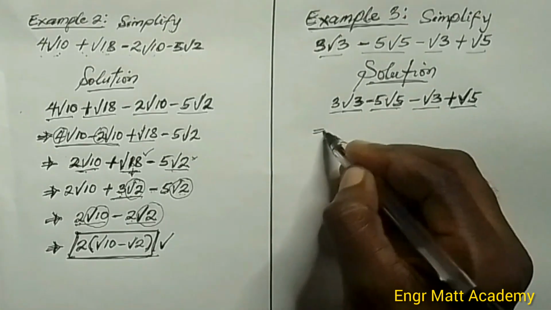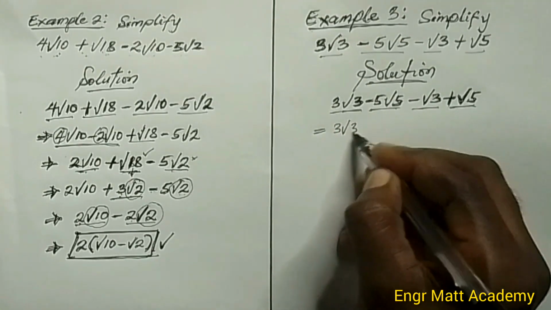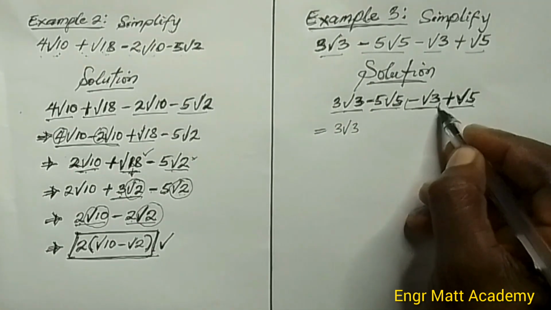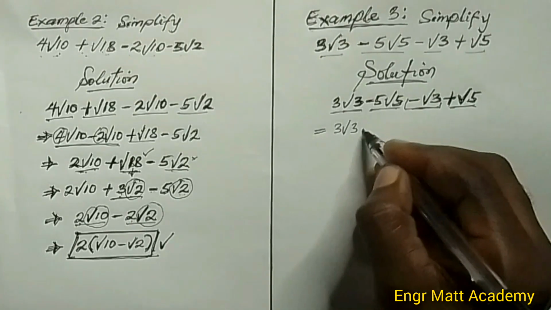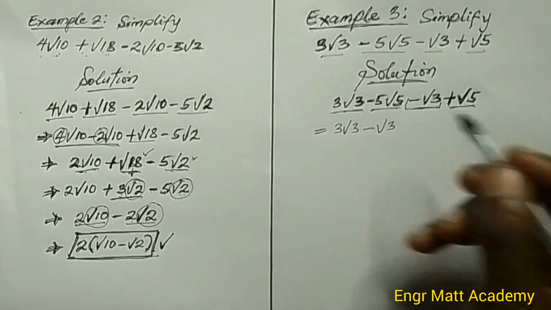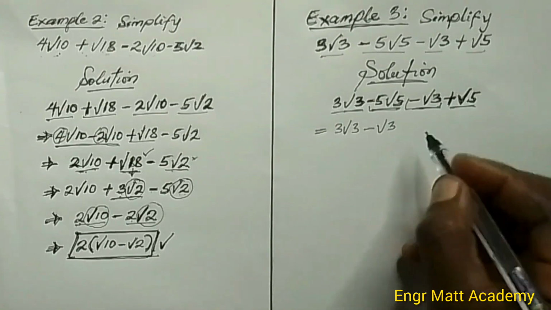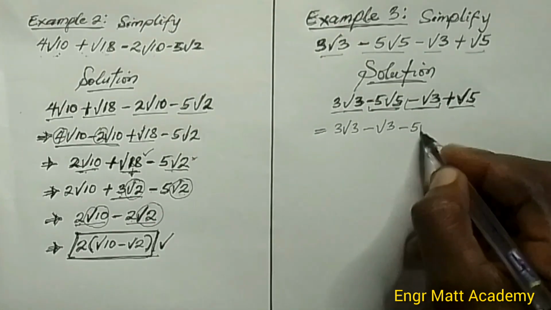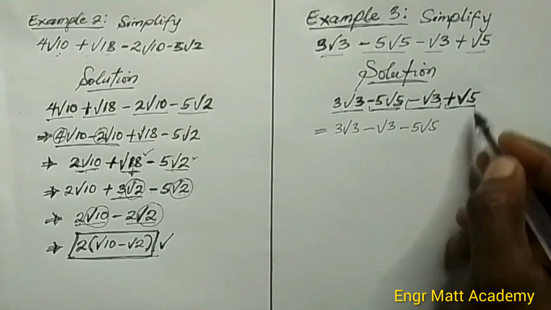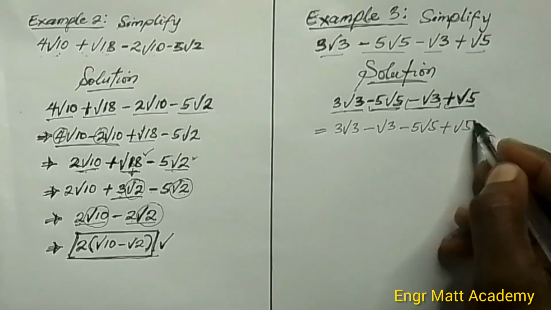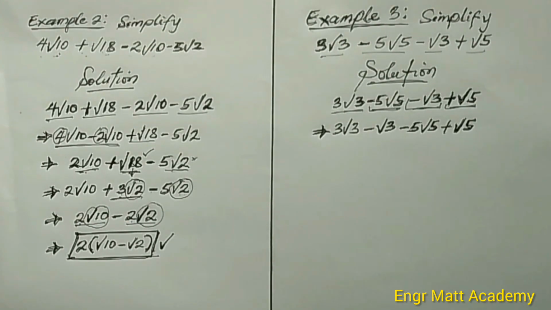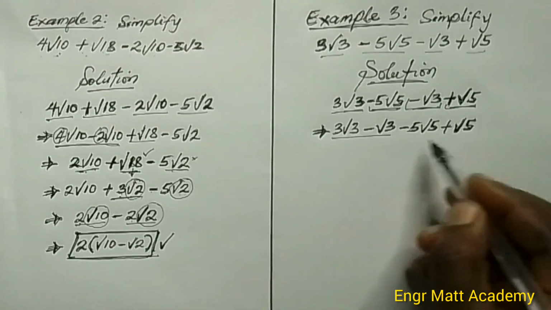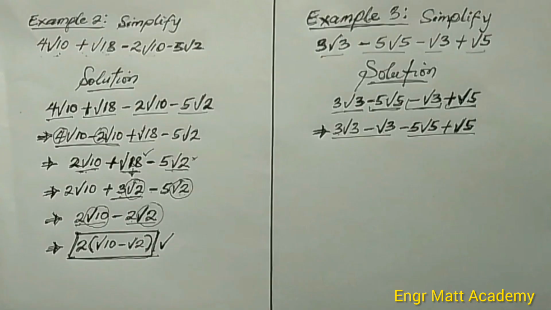Let's start with 3 root 3 minus root 3. Then we say minus 5 root 5 plus root 5. Next, we treat the like surds separately. That is, we handle this part separately and this part separately. Remember that when subtracting or adding, we handle the coefficients.